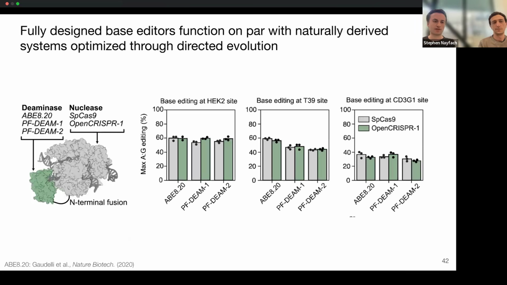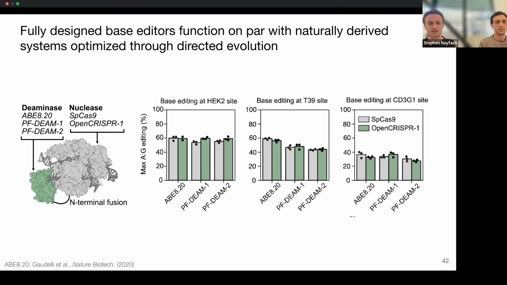So we ran an experiment where we took an existing base editor that came from directed evolution. This is ABE 8.20, as well as two language model designed base editors that we called PFDM1 and 2, respectively. We then combined those with either SP-Cas9, which is what ABE 8.20 was developed to pair with, and OpenCRISPR-1. So we have these different combinations of deaminase domains and nucleases that we can then screen against target sites that have A's that we might want to edit to G's.